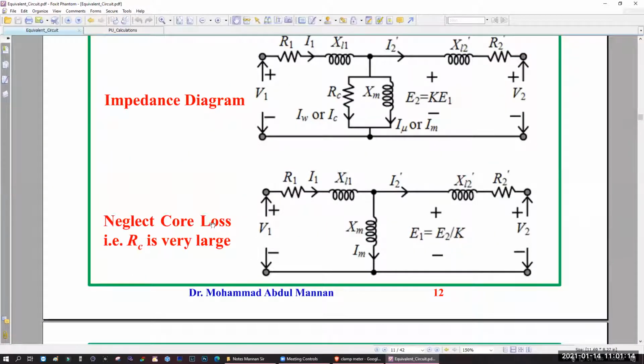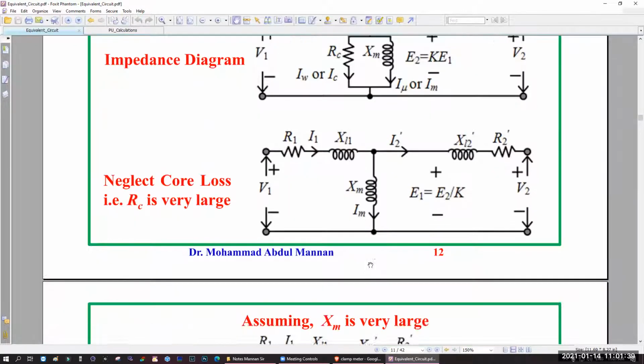Now neglect the core loss. If you neglect the core loss, that means your RC is very large, so your IC and IW are very, very small. We can neglect it and consider this as an open circuit. So you have only XM, neglecting the core loss.